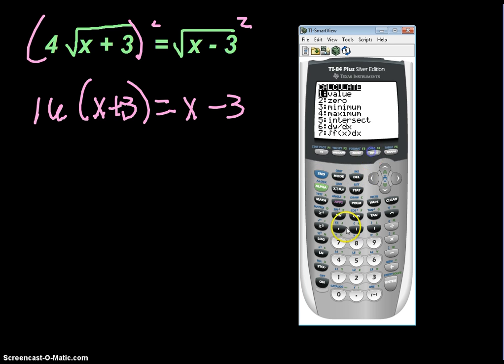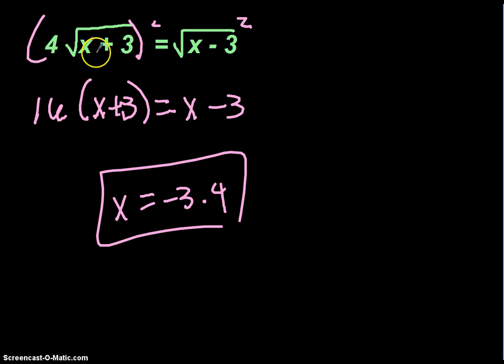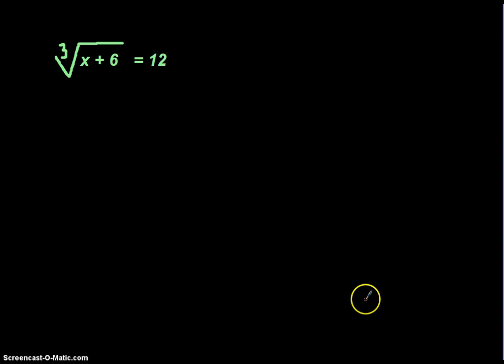So then you go second calc 5, let it draw. They're straight lines, so you only have one solution. Enter, enter, enter, and you get negative 3.4. Once again, if you distributed and moved things around, you should get the same answer.